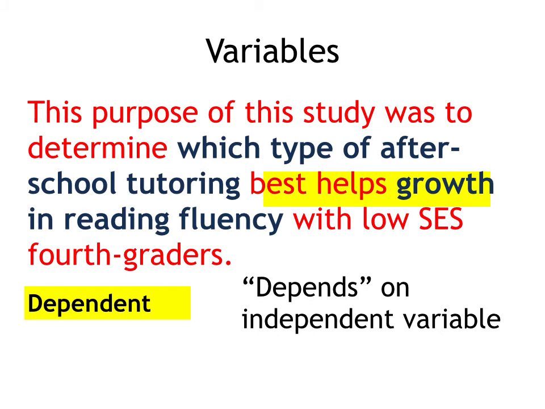Next, look for the dependent variable. This is the one that is influenced, affected by, or varies because of the independent variable. So in this study, it's the growth in reading fluency that is the dependent variable.